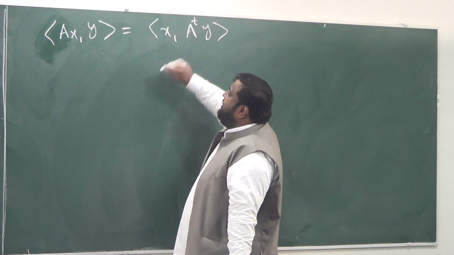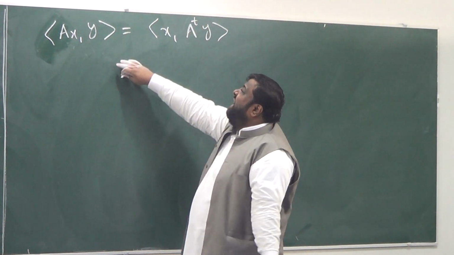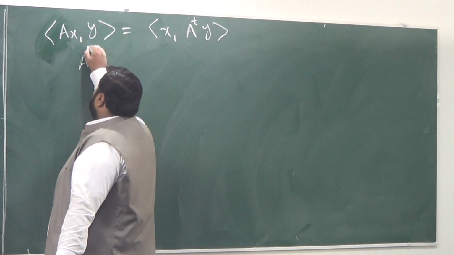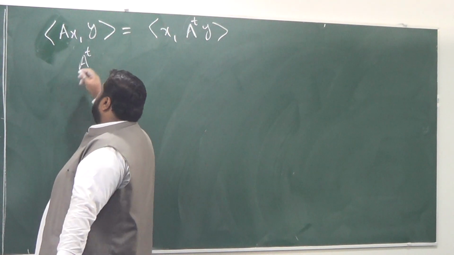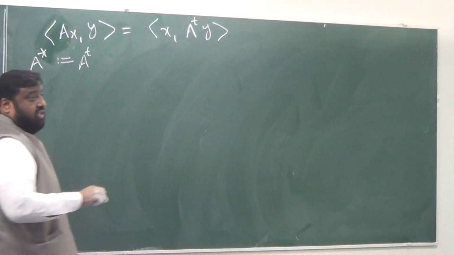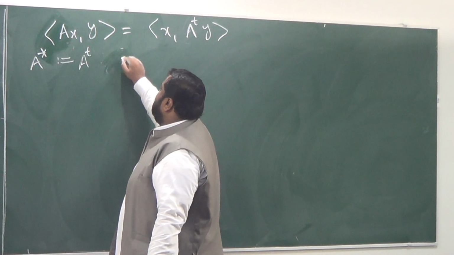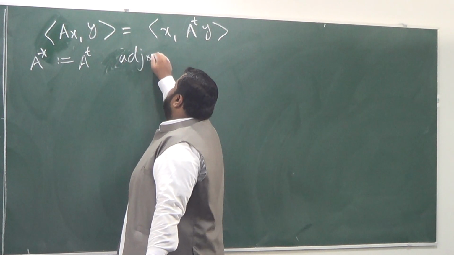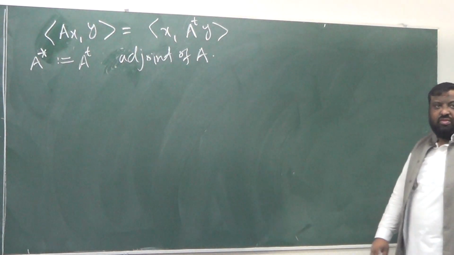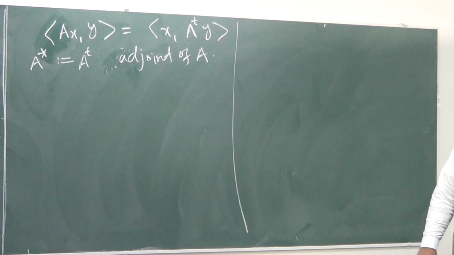So hence there is a special kind of relationship between A and A transpose. What we're going to call A transpose is an adjoint, which we're going to denote by A star, of A. So it's the adjoint of A. And this adjoint has a beautiful property.